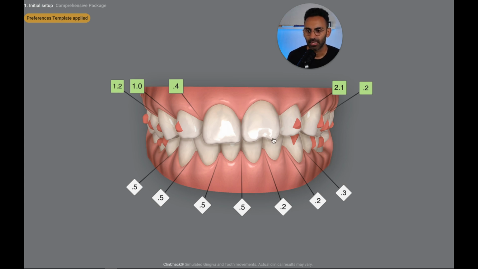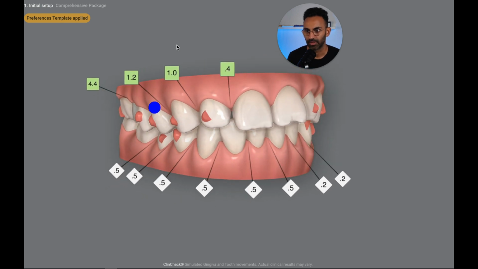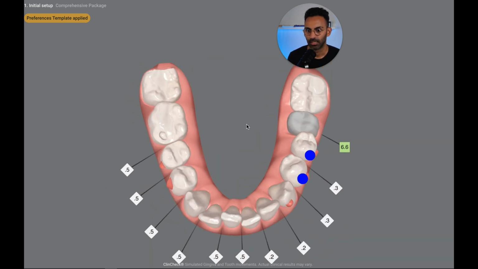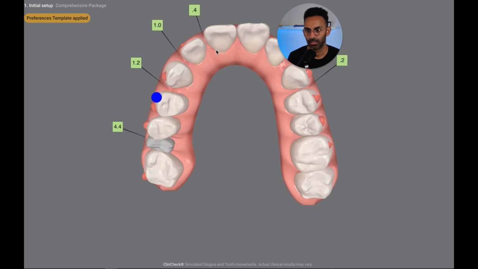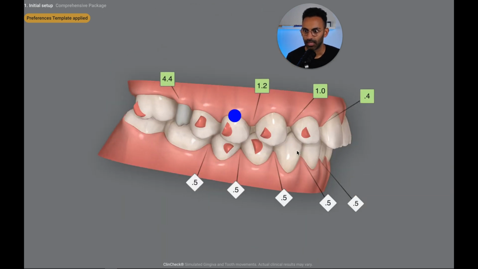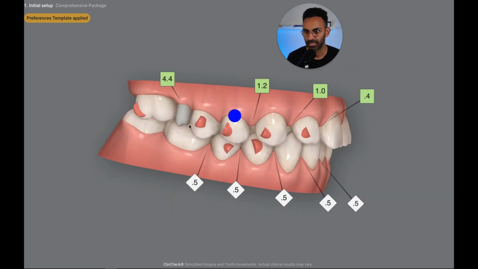So for this case, if we're just looking at it and trying to classify it, we've got some crowding on the bottom, and we've got spacing on the top, and we've got some interesting stuff going on here where there are some missing teeth, right? So these are pontics. These are not actually in the mouth. This is something that the simulation is actually placing to fill the space. And I will say something about that in a bit.